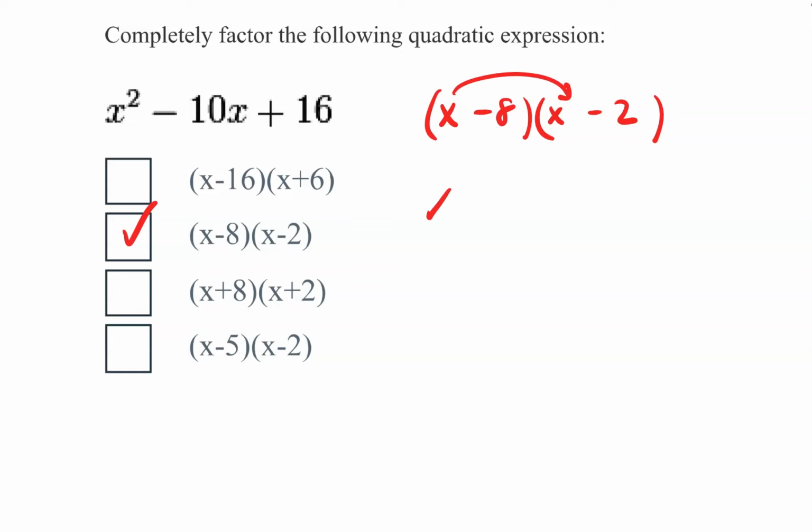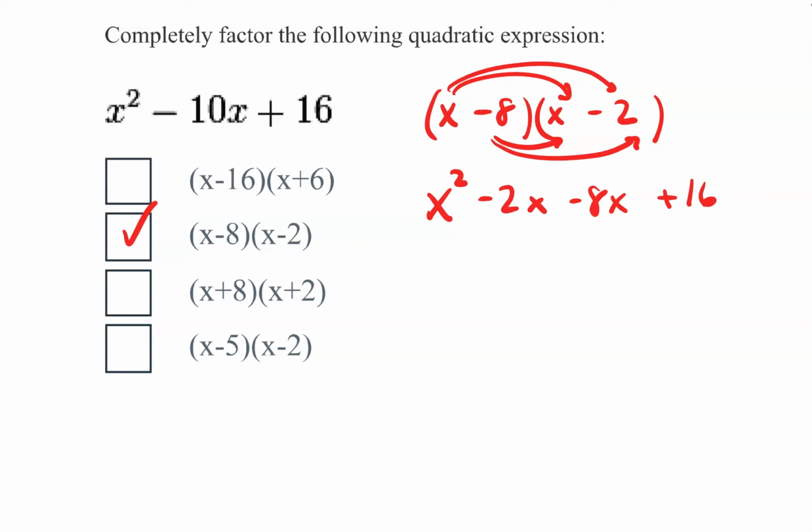First off, we have x times x. That makes x squared. Secondly, we have x times -2. That's -2x. Thirdly, -8 times x is -8x. And then finally, -8 times -2 makes a +16.